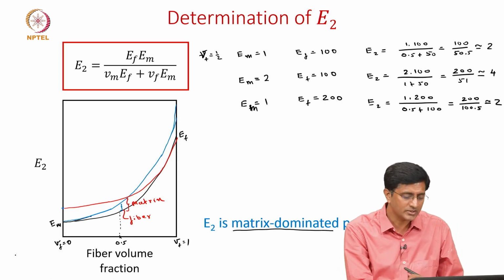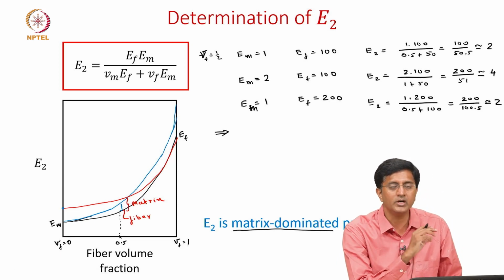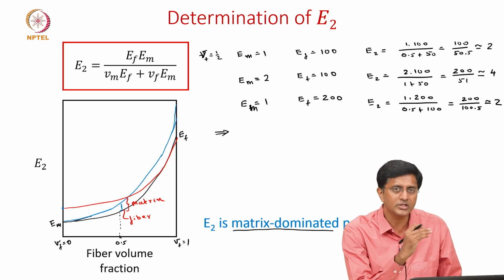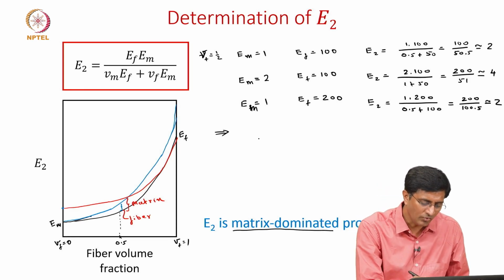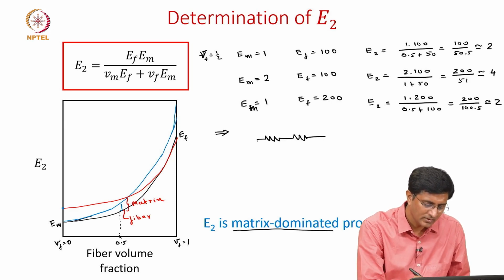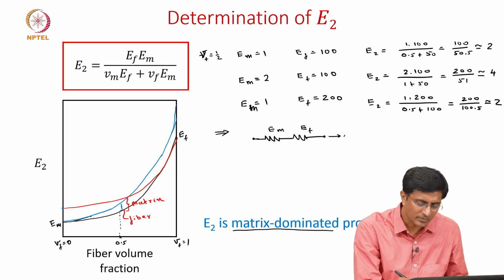And now also let's look at the spring model, as we did for E1. Earlier we said for E1 all the springs were in parallel, but if we are looking at E2, now we should say that these springs are in series, the matrix and the fiber. So let's say this is the matrix value and this is the fiber value, and the applied load is this sigma 2.